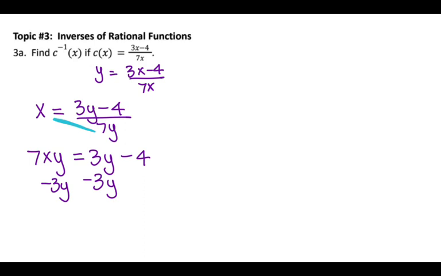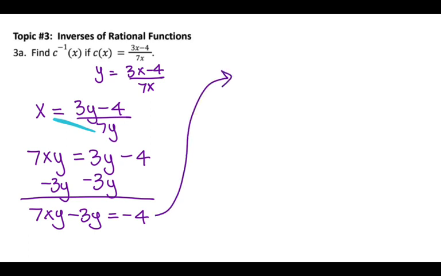And when I do that, I can just rewrite it. So I have 7xy minus 3y equals negative 4. I'm going to go ahead and move this over here because I don't want to run out of space. I'm just going to rewrite it: 7xy minus 3y equals negative 4.